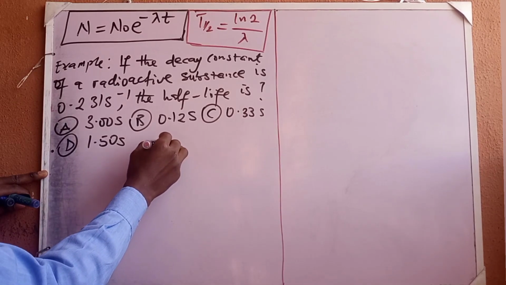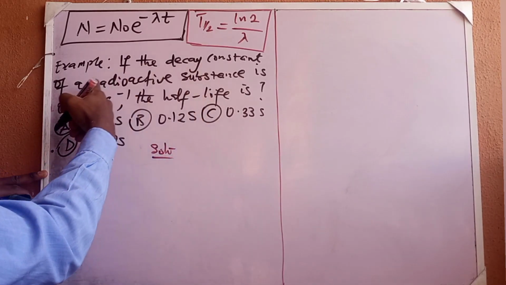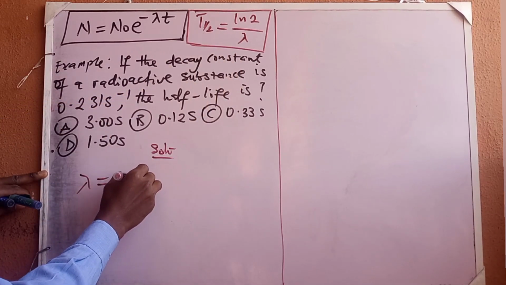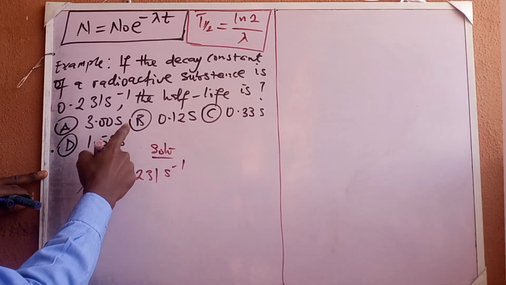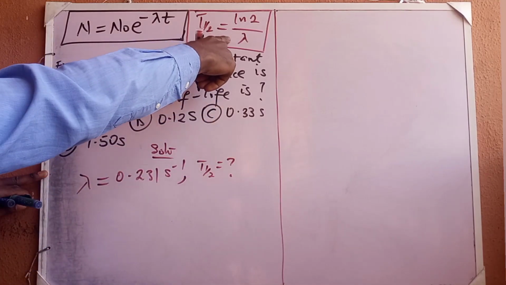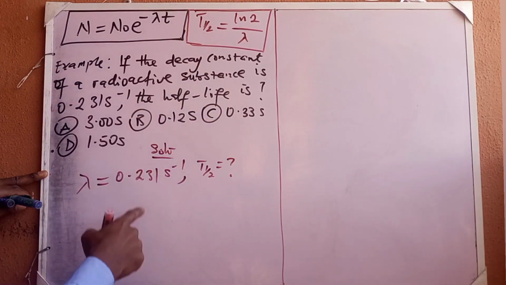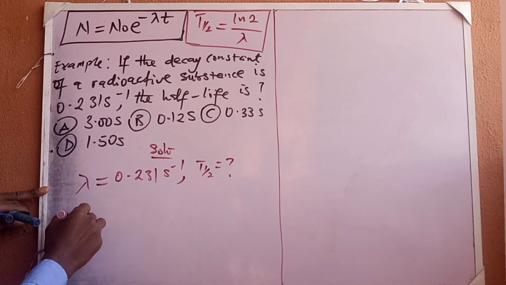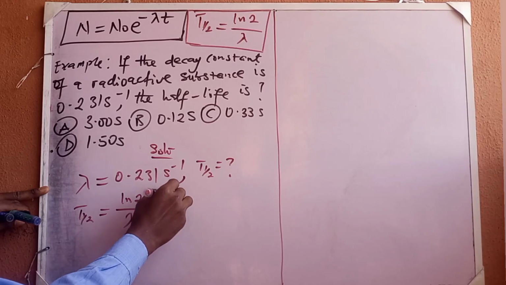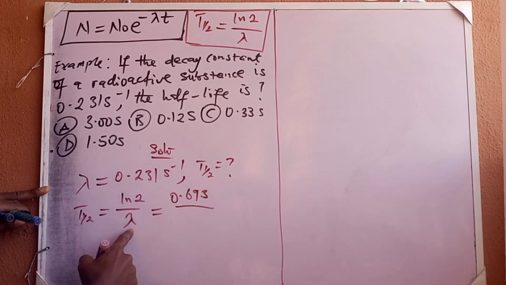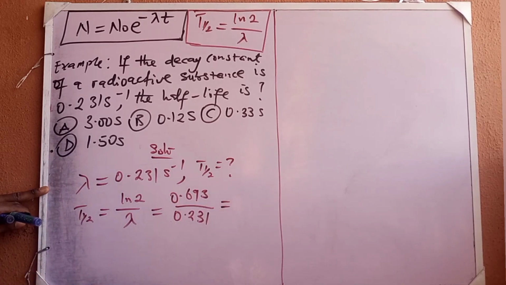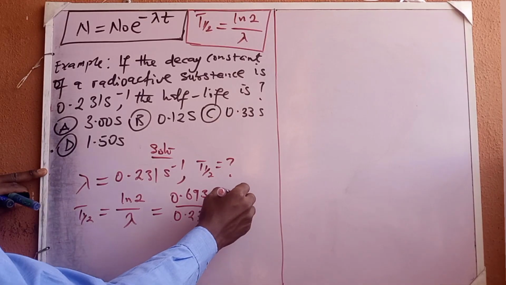So let's solve this. Solution. First, we are given the decay constant, which is lambda here. So lambda is given to us as 0.231 per second. And we're asked to get the half-life, so we don't know half-life. So we're going to use this equation that connects lambda and half-life. So we're going to say half-life, t half-life, is going to be ln 2 over lambda, which is going to be 0.693 upon lambda. Lambda is 0.231, and this will give us 3 seconds.